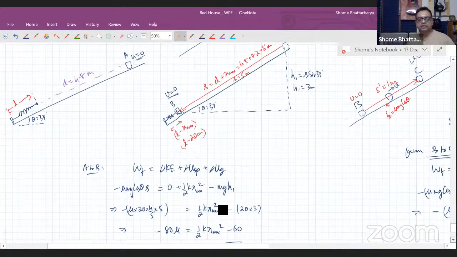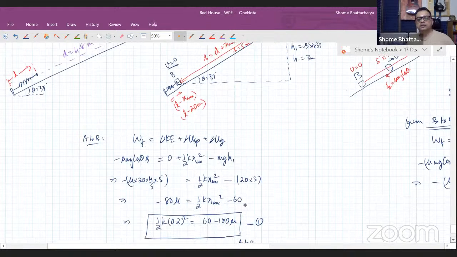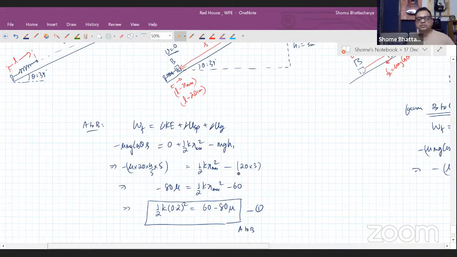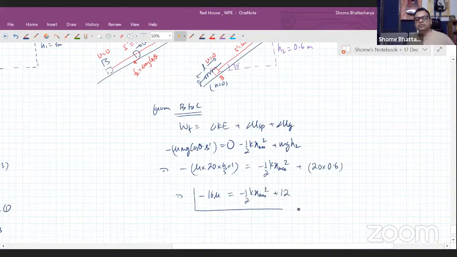So instead of 100, this term here will be 80 mu. Likewise here, plus 20 into 0.6. So we'll have this equation that now minus 16 mu, right? is equal to minus half k x maximum square plus 12. This is our second equation.